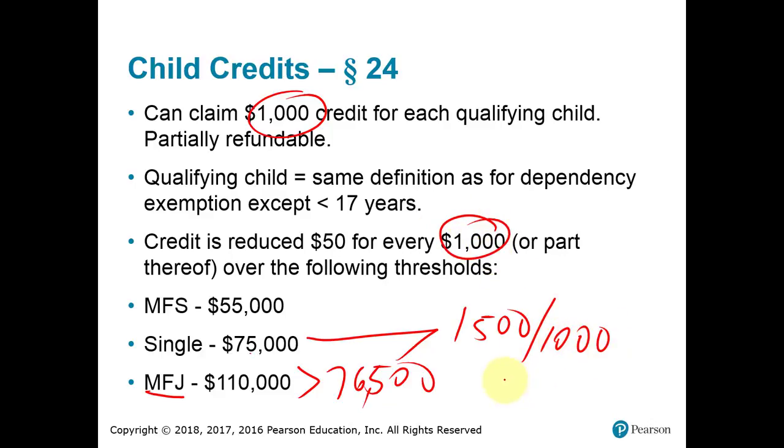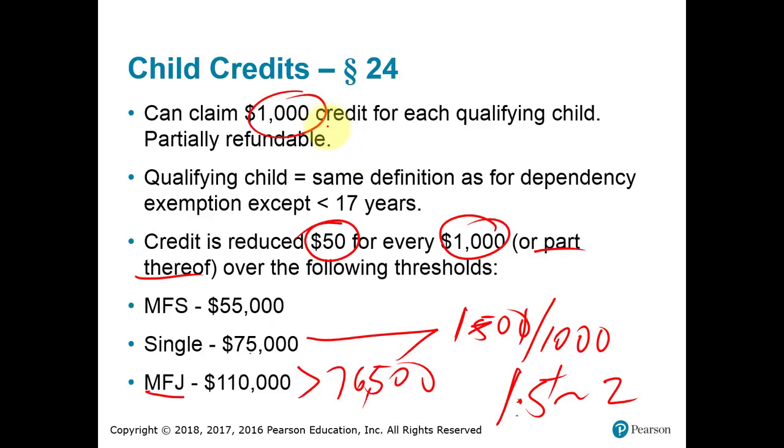Our answer is 1.5. And for each one or part of 1,000 that we go over this limit, we're going to lose, and we round. You see this phrase, part thereof? That means always round up. In other words, if it's just $1,001, the answer is going to be 1 point something something 1, and you have to round up to 2. So 2 times $50 or $100 is the reduction.